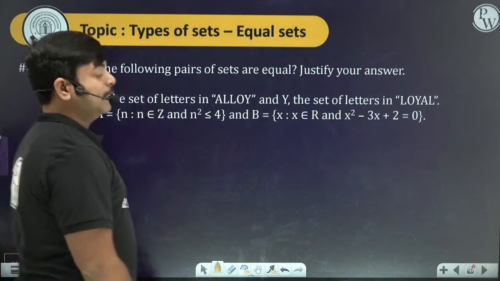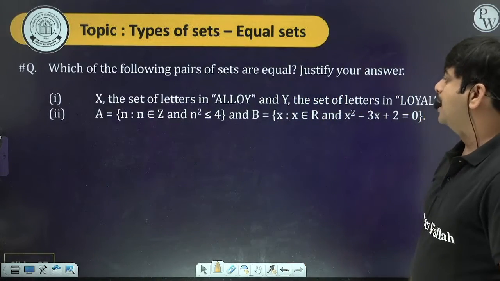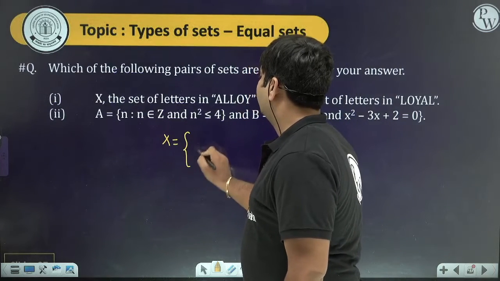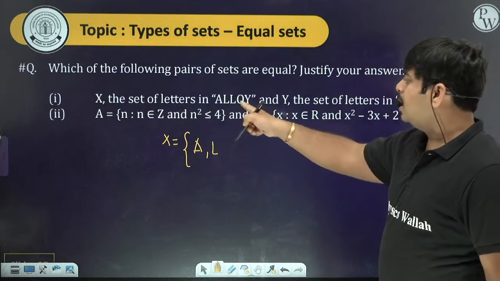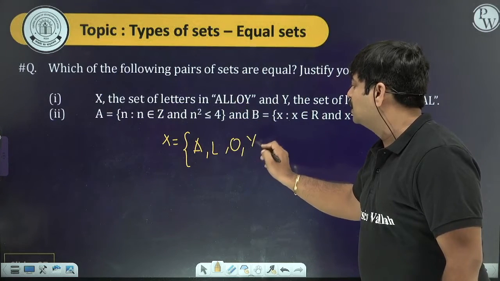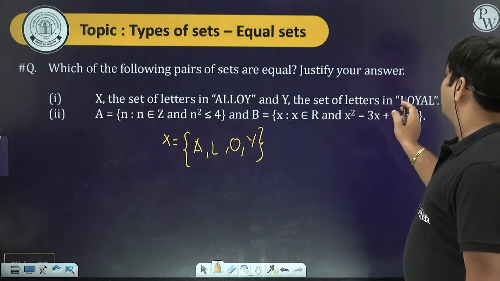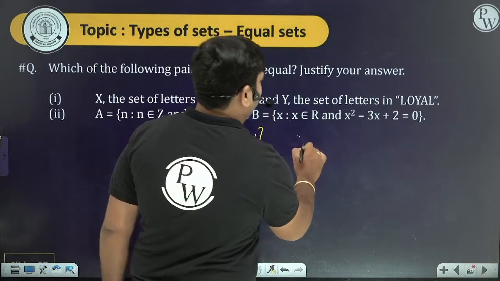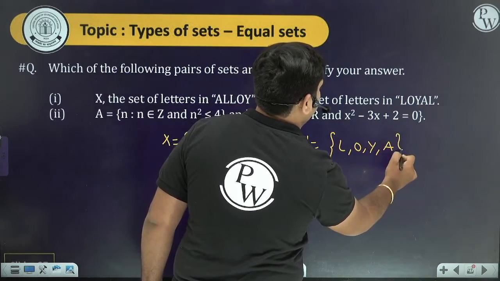Alright, so tell me what is the answer about X and Y. Are they equal or not equal? X is the set of letters in ALLOY. So I can write X as A, L, O, Y. No need to write one more L. These are the elements in set X. What about set Y? Set of letters in LOYAL: L, O, Y, A, L. So Y will be L, O, Y, A. L is again repeated, leave it.